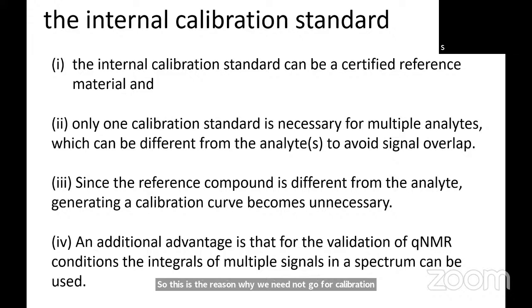An additional advantage is validation of qNMR: integrals of multiple signals can be used, because a compound is represented not by a single signal. Let us say just now we have seen a flavonoid sample giving you 10 signals. So we can use one signal or multiple signals to represent quantitative presence of a particular compound. That is again another advantage we have. We can use one signal, two signals, or multiple signals to correlate quantitative presence of a compound.